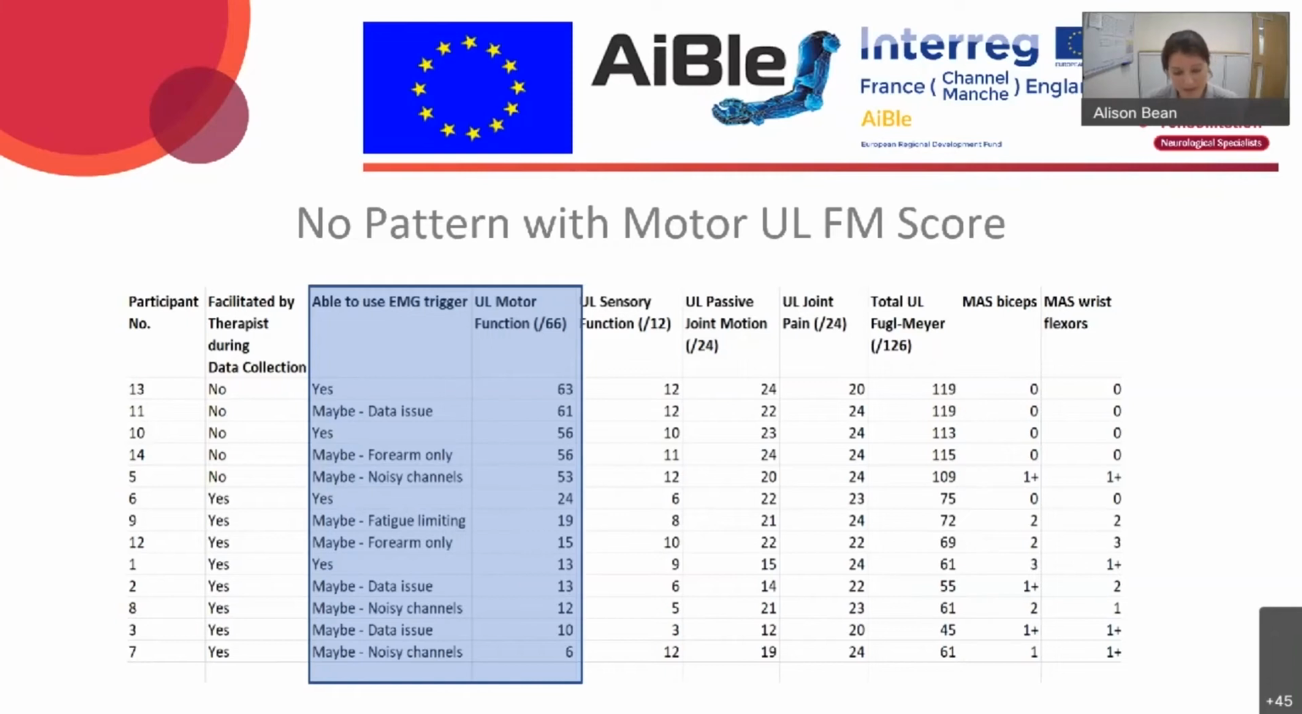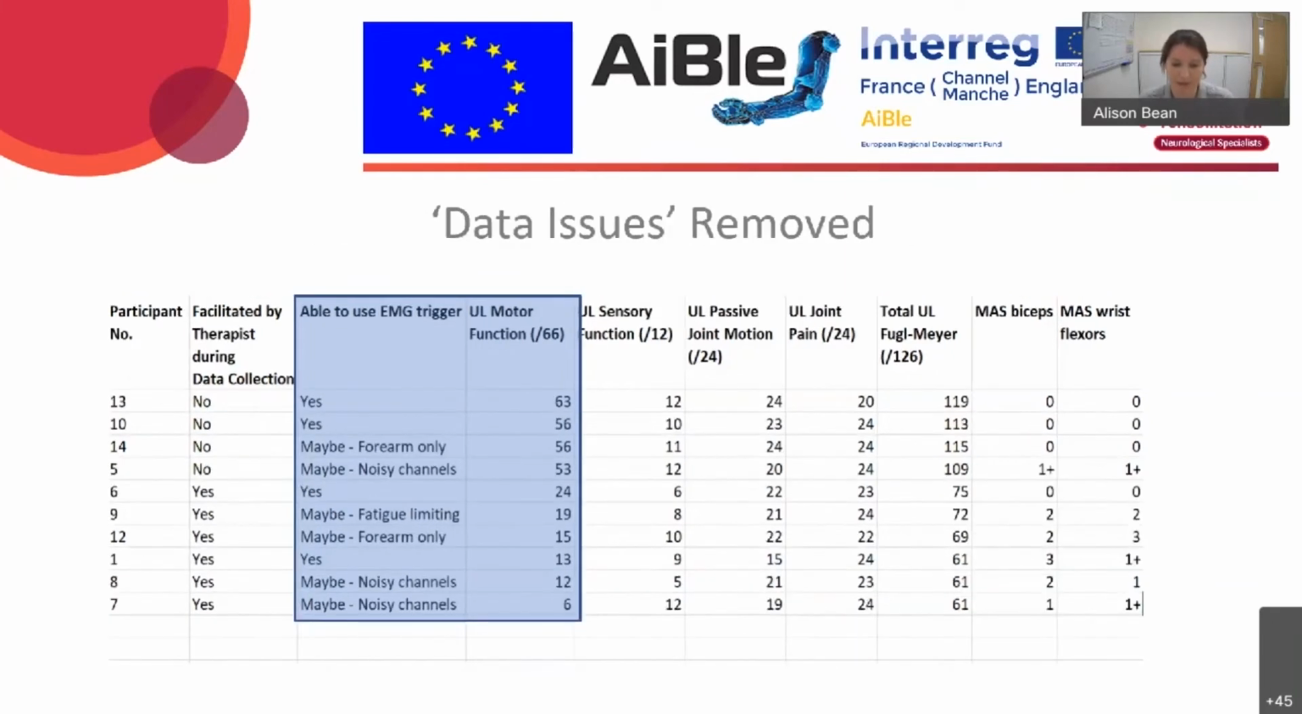But using this analysis, you can see from the screen here, there was no clear pattern or cut-off point that would predict a patient's ability to use an EMG trigger. Next slide, please. We therefore repeated exactly the same analysis, but removed the patients with data issues to see if that made any difference. But still, there was no pattern between the ability to use the trigger and their Fugl-Meyer upper limb motor function score.